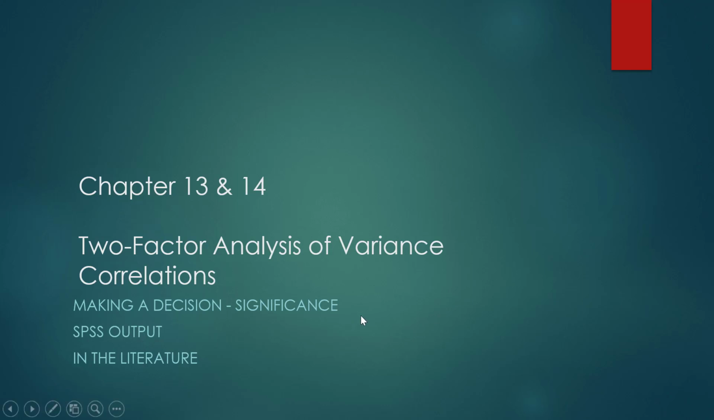In this video, we'll discuss making a decision about the two-factor analysis of variance. How do we decide if there's significance? How do we decide if we reject that null hypothesis? We will also take a look at SPSS output so that you are able to interpret what that SPSS table means. And then we'll discuss how we would report the two-factor analysis of variance in the literature.